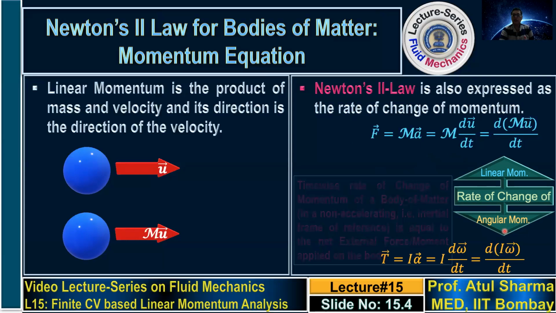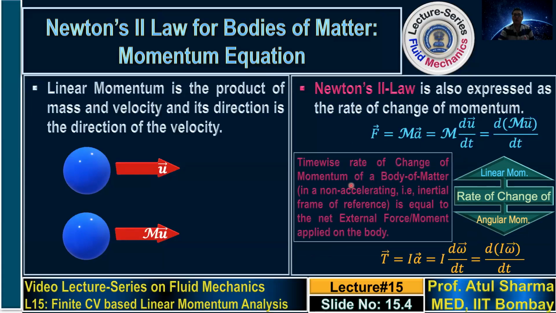Originally, Newton's second law was proposed as the time-wise rate of change of momentum of a body of matter, which in fluid mechanics could be a gas or a liquid, is equal to the net external force or moment applied on the body. So if you talk of rate of change of linear momentum, then this will be equal to the net external force. If you talk of rate of change of angular momentum, then this will be equal to the moment applied on the body.